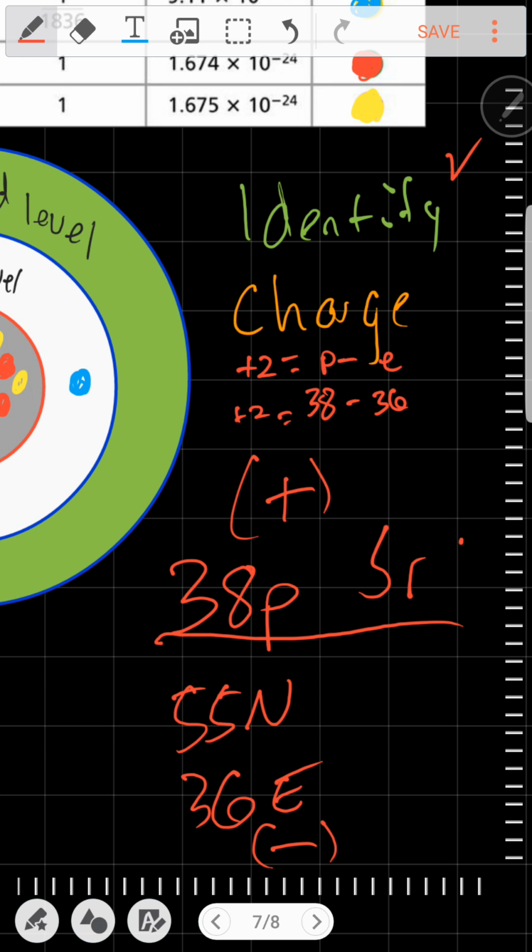If I have a plus 2 charge and it's strontium, how many electrons will I have? Well, 38 minus what number is going to get me positive 2? Well, that would be 36. So I hope that helps you on that one.